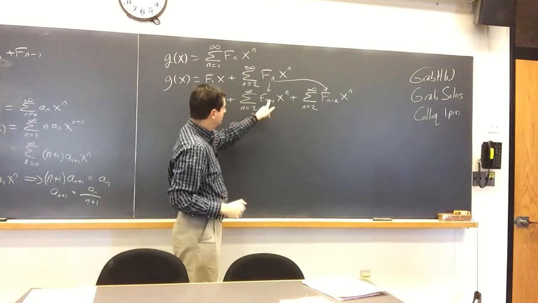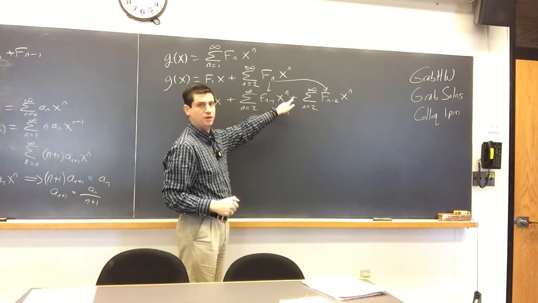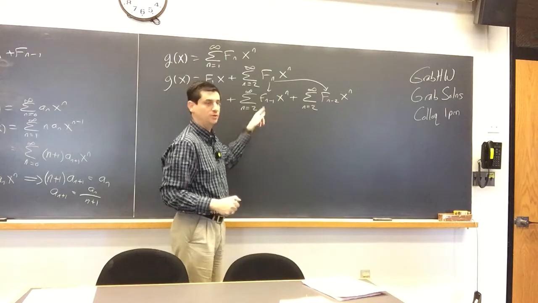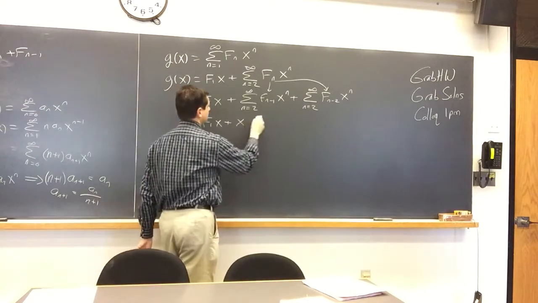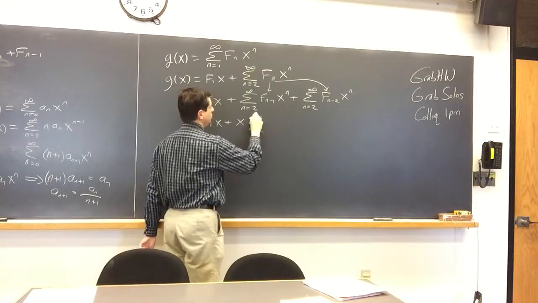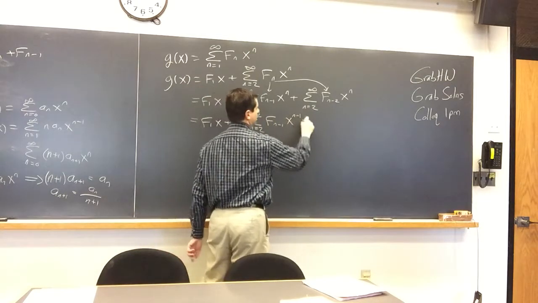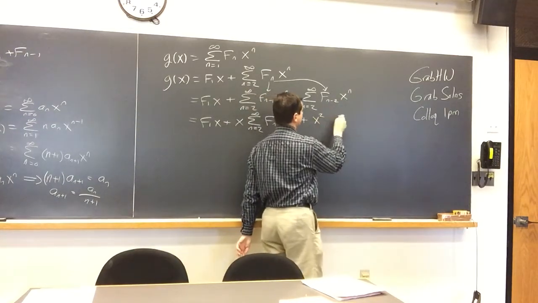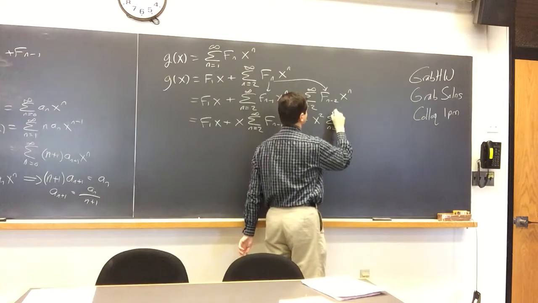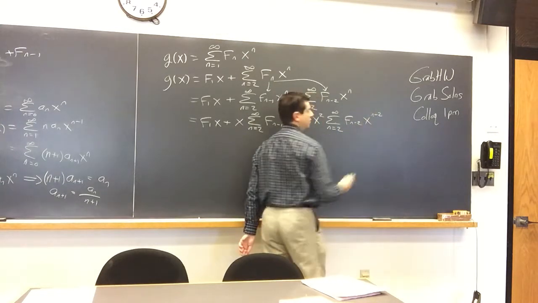Well, if you notice, I would love to have f_{n-1} x to the n minus 1. So I have an extra x that I'll pull out. So this is the same as f_1 x plus x times the sum, n goes from 2 to infinity, of f_{n-1} x^{n-1}. And then for this one, I want to pull out 2 x's. I'll have an x squared times the sum, n goes from 2 to infinity, of f_{n-2} x^{n-2}.